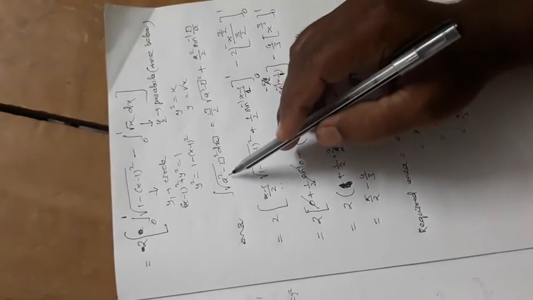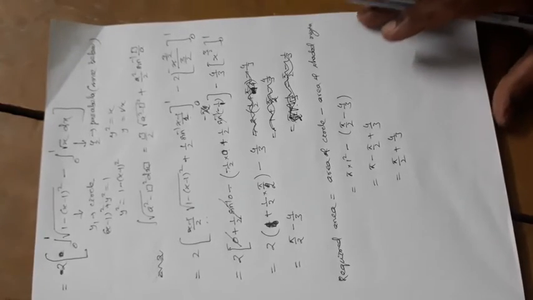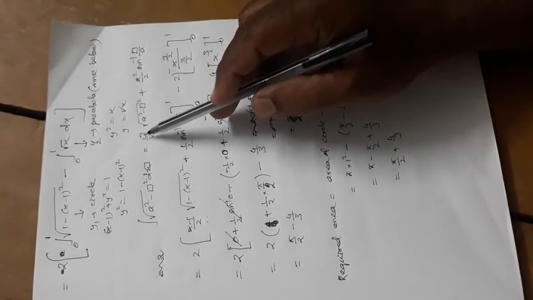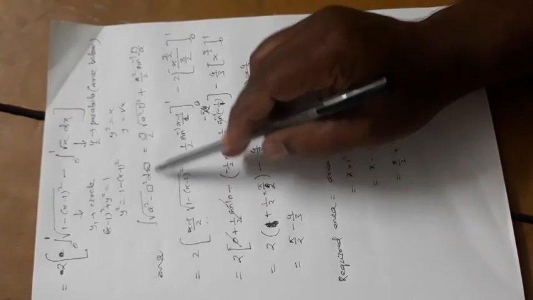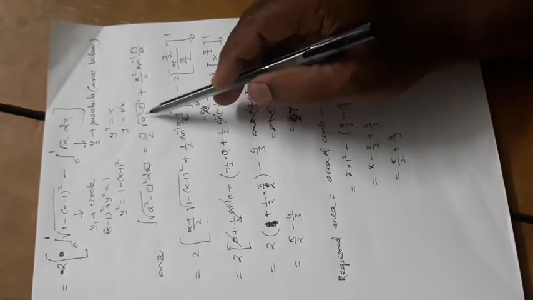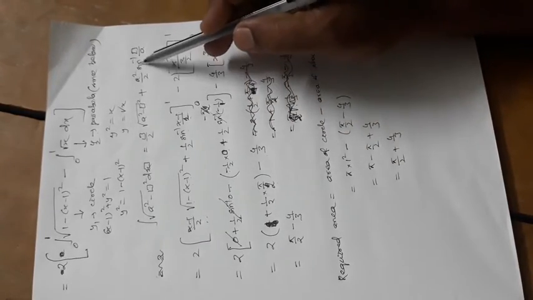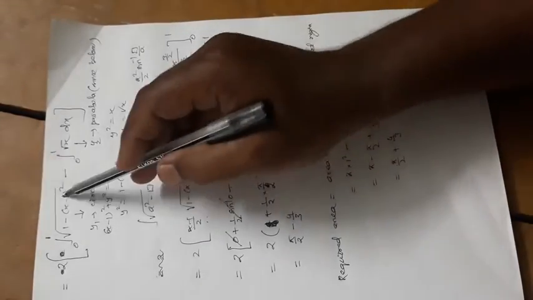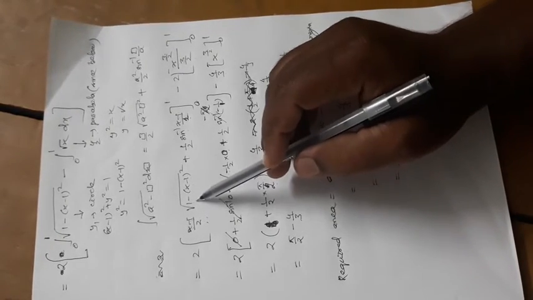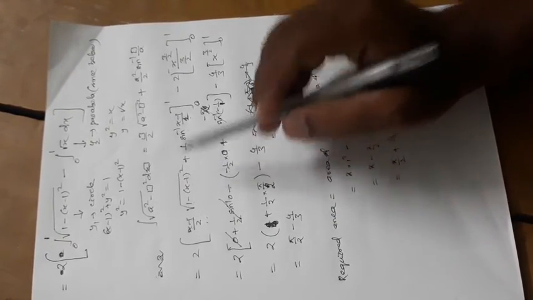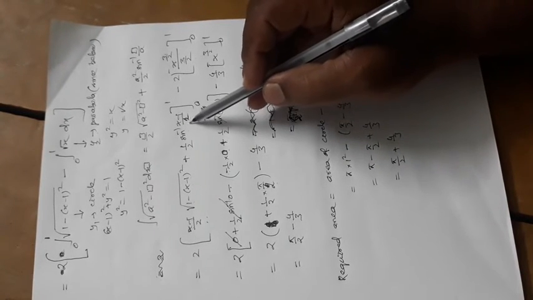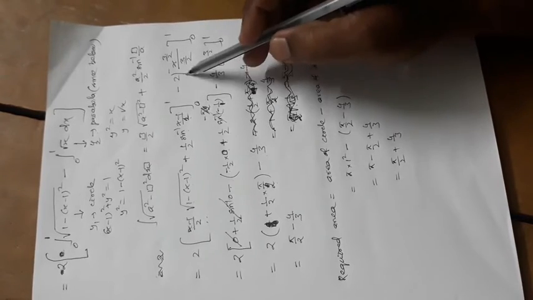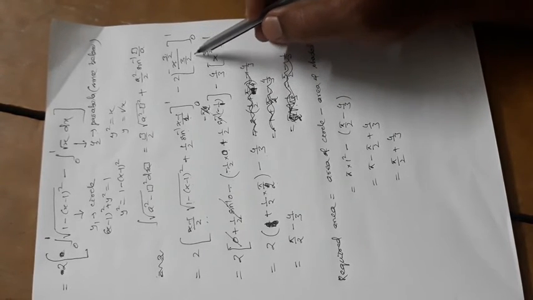Now apply the formula: the integral of root of a square minus x square dx is equal to x by 2 root of a square minus x square plus a square by 2 sin inverse of x by a. It is (x minus 1) by 2 root of 1 minus (x minus 1) square plus 1 by 2 sin inverse of (x minus 1) by 1. It is not 2, it is 1. Minus 2 x to the power 3 by 2 by 3 by 2.